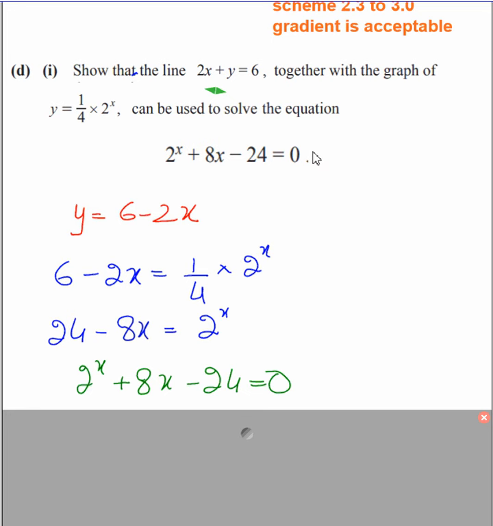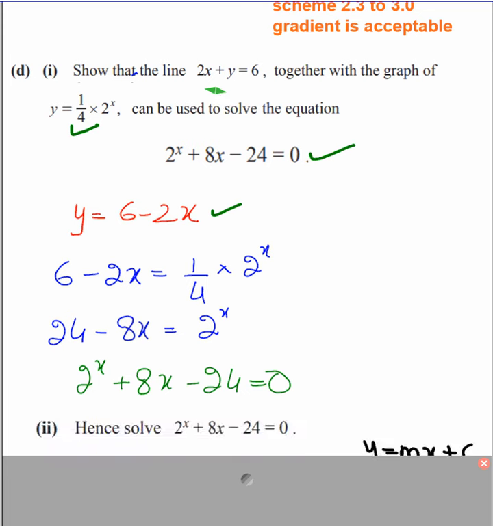This represents that the solution of this equation is actually where the graph of this line and the graph of this intersect. When you put two equations of functions equal to each other, graphically it means that where these two graphs are intersecting, that will be the solution of this equation, right? So this part was saying just show that this line and this curve will actually give you the solution of this. So we have shown it here.